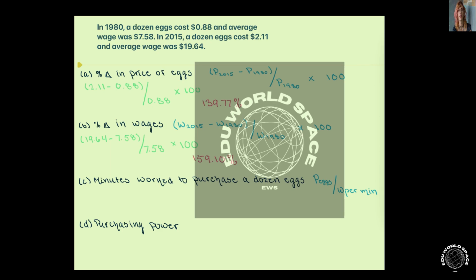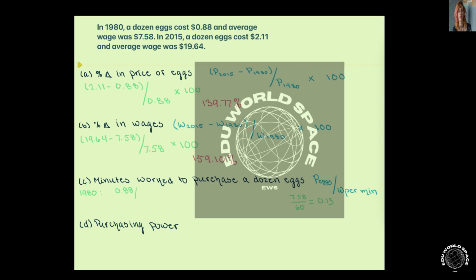And now part C here, we want to know the minutes worked to purchase a dozen eggs for each year. So let's start with in 1980. All right, and so what we need to do is take the price of eggs and divide it by the wage per minute. So the price of eggs in 1980 we see was equal to 88 cents. And now we need to know what the wages per minute were. So seeing that their wage was $7.58, let's go ahead and divide that by 60 because that was the hourly wage, and that'll give us the wage per minute, which is equal to 13 cents in 1980.